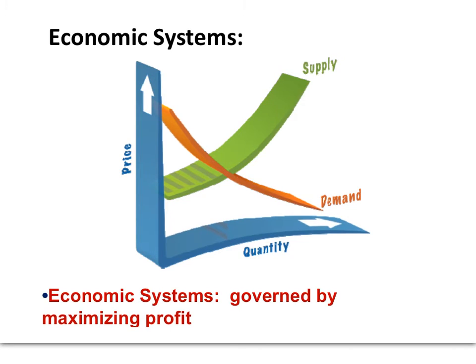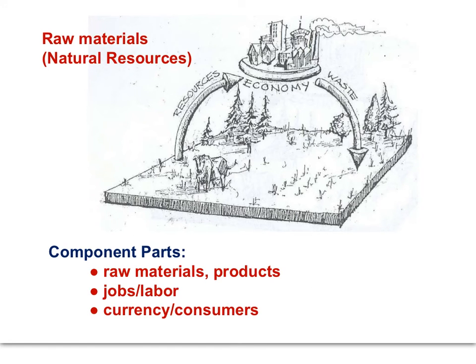Economic systems are governed by an attempt to maximize profit through an analysis of supply and demand. In this diagram, we can see the economy as a societal system here. Within the societal economic system are jobs, labor, consumers, and currency. Raw materials and products are bought and sold within the economy. Take note, though, waste is an output of societal systems, and too often we ignore our waste, not taking into account the Earth's ability to absorb and degrade waste, or not taking into account the costs of managing waste.